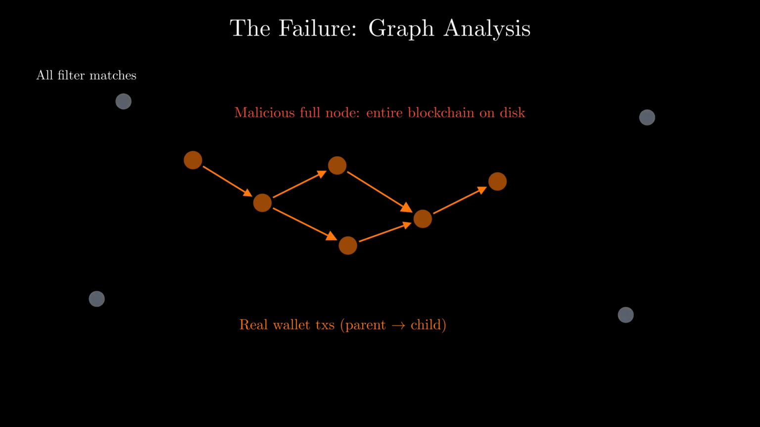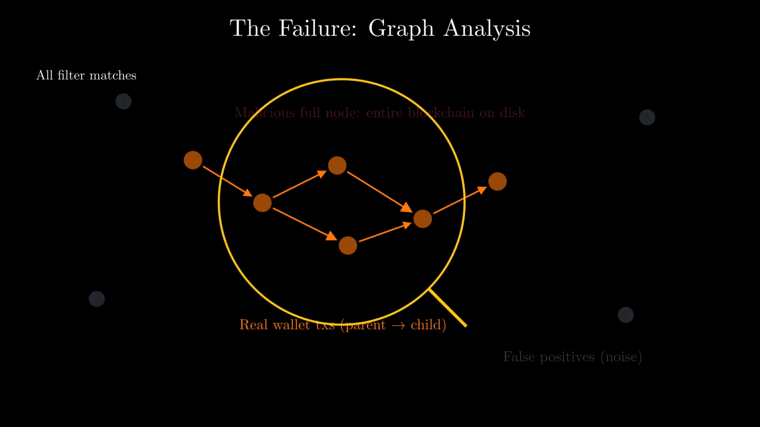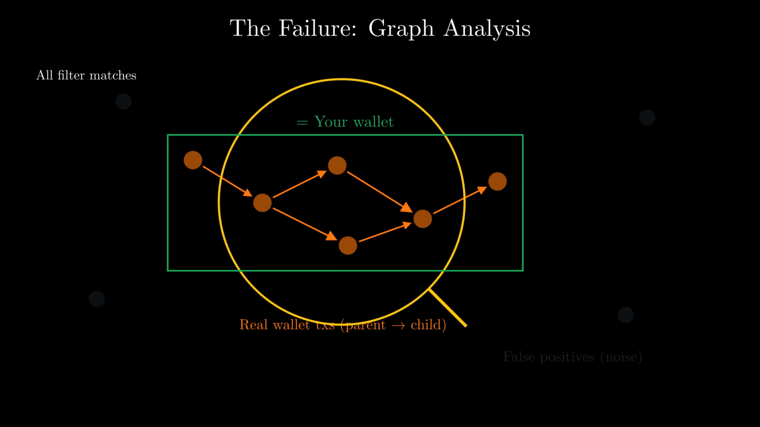False positives, by contrast, are random and isolated. They don't connect to anything. So the attacker takes the set of matches, draws the transaction graph, and watches the noise drop away. The connected component is your wallet. The orphan nodes are the cover.